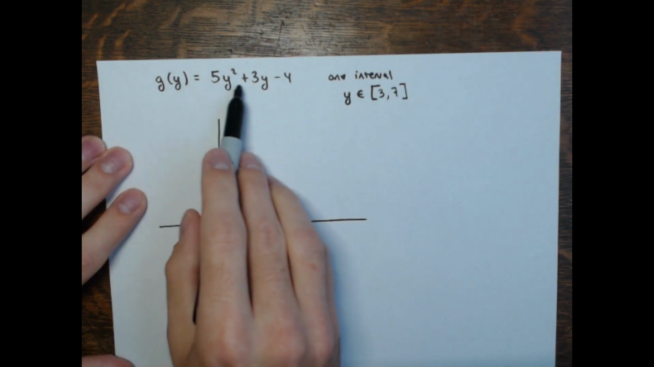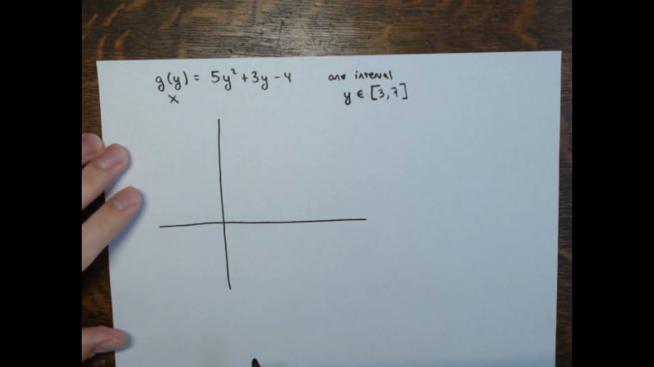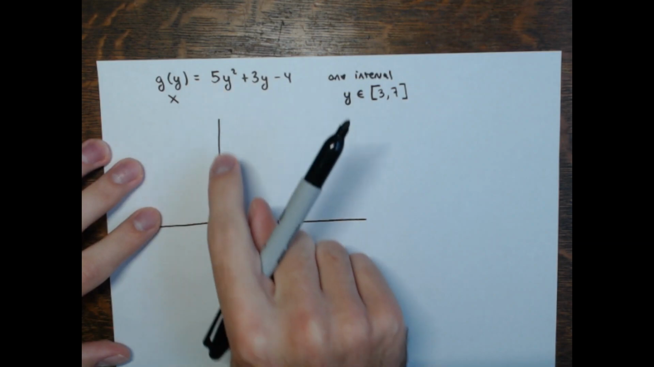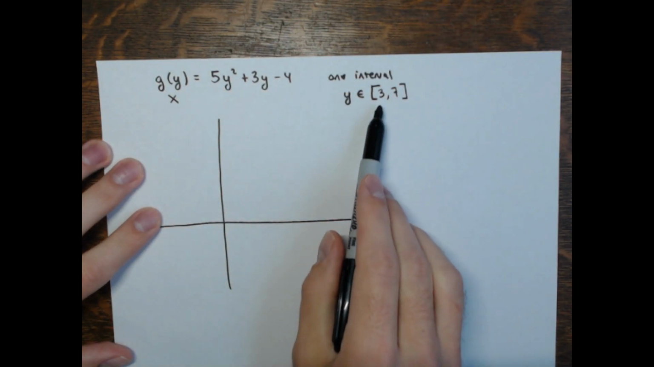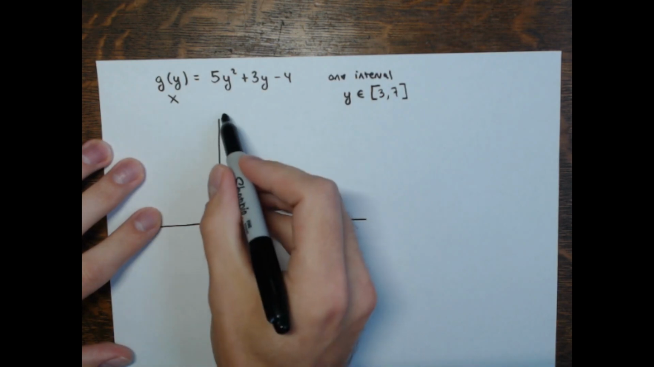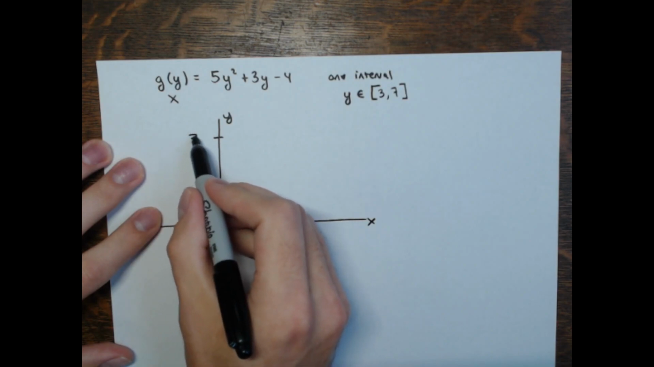I know this is some parabola. This is x equals some quadratic, so it's going to be a parabola, and because it's got a positive coefficient, it's going to be a parabola opening to the right. But only part of it, from when y equals 3. So y-axis, x-axis, from y equals 3 to y equals 7.